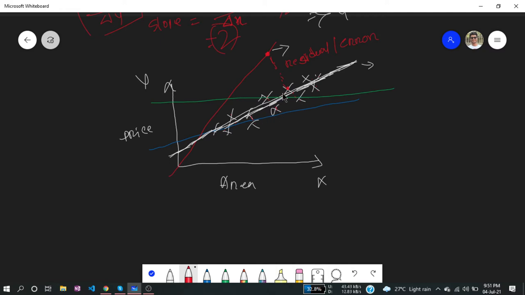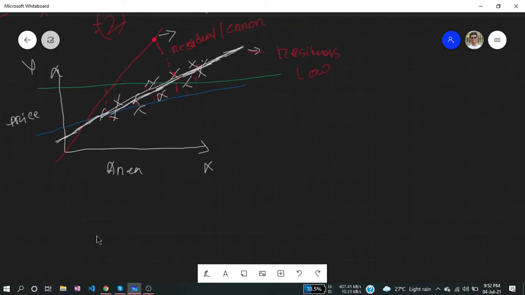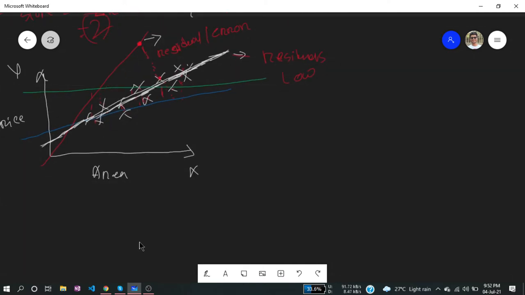If you consider this green line, you can see there are lots of errors. And if you consider this blue line, there are lots of errors. So now we can see this is our best fit line, because it is trying to fit properly into the data, and the residuals are very low. If we calculate the error, it would be minimum at this line. So this is the intuition of linear regression.